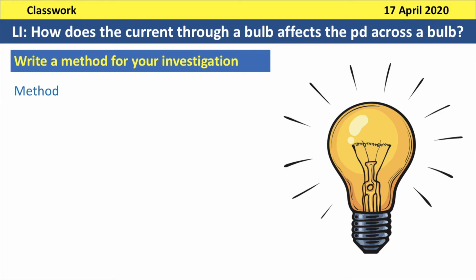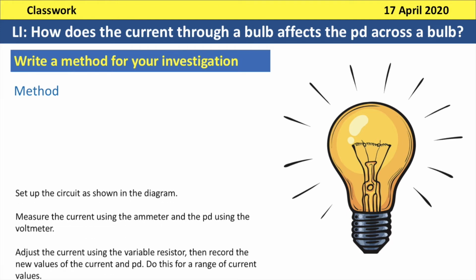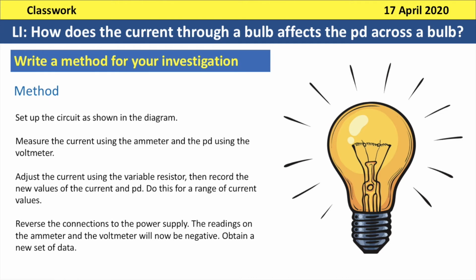Now let's consider the method that we're going to use. The first part of the method that we would do is to simply set up the equipment as shown in that diagram. After we've done this, we would measure the current using the ammeter, and we would measure the potential difference using the voltmeter. Please remember that when you are writing a method, it is essential that you state what piece of equipment you use to make each measurement. So simply saying measure the current or measure the potential difference is not enough to get you the marks. You have to say using the ammeter and using the voltmeter.